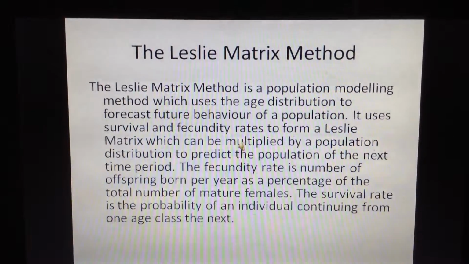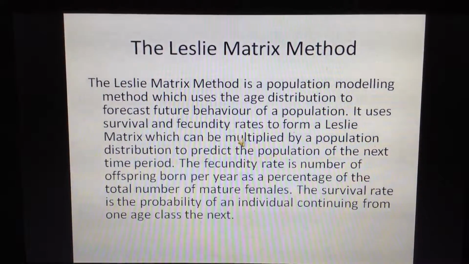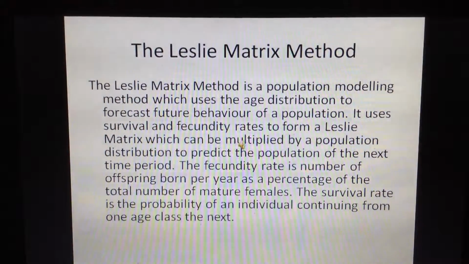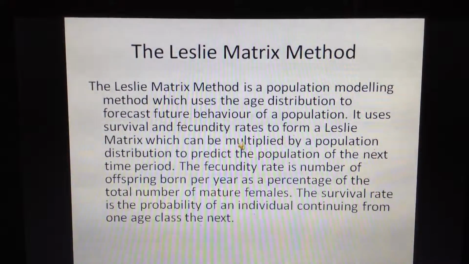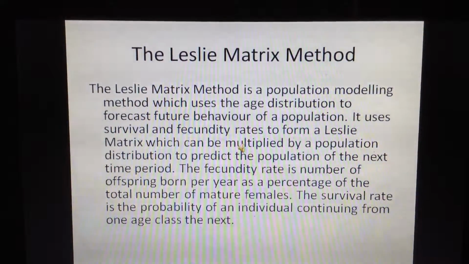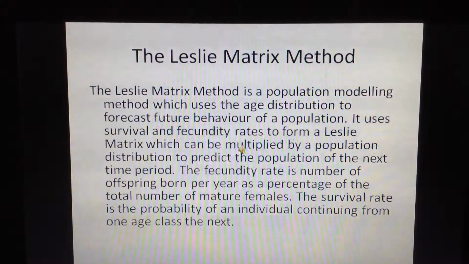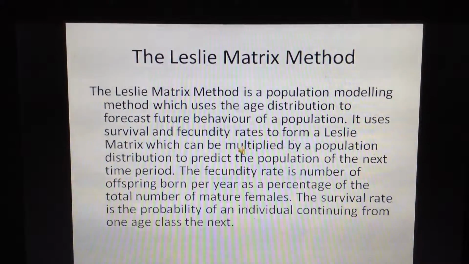The Leslie matrix method. The Leslie matrix method is a population modelling method which uses the age distribution to forecast future behaviour of a population. It uses survival and fecundity rates to form a Leslie matrix which can be multiplied by an initial population distribution to predict the population of the next time period.